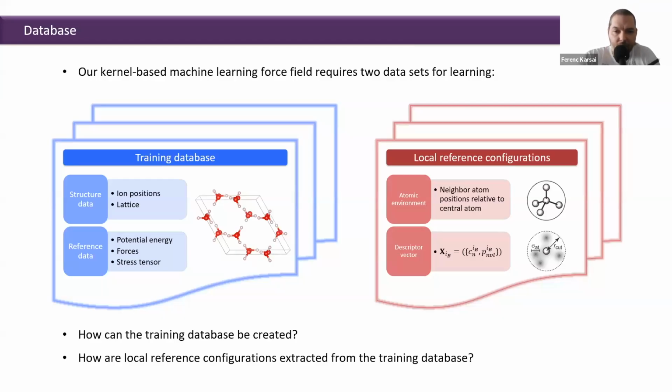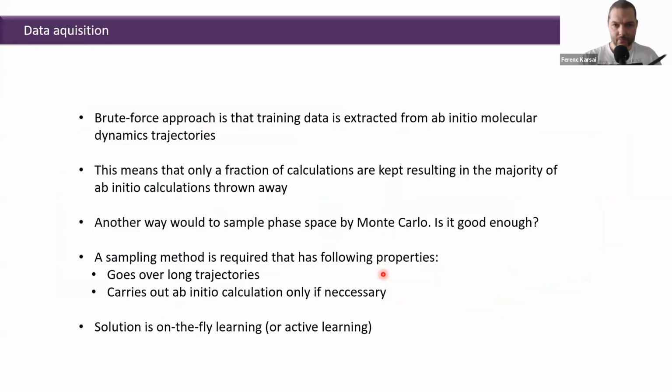So now that we know what we need, there are two questions. One is, how do we create the training database? And the second is, how are the local reference configurations extracted from the training data? Let's start with the brute force approach. This would be to run an ab initio simulation and extract the data from that. That would mean we run an MD for 100,000 steps and extract the structure, let's say, at every 1,000th step or whatever.